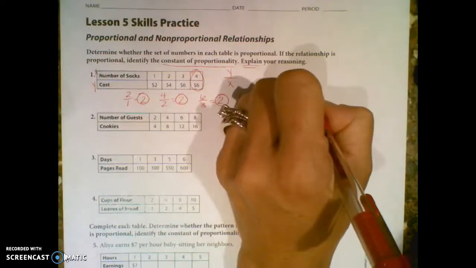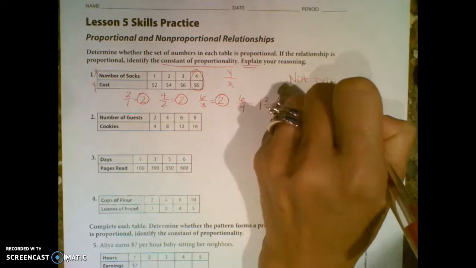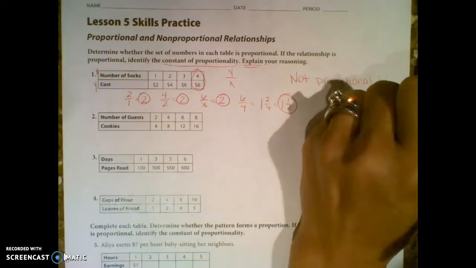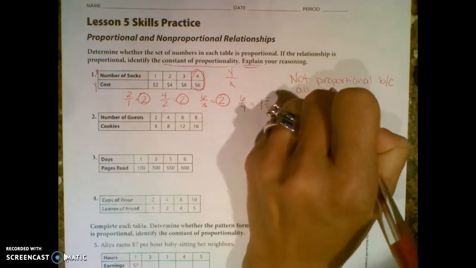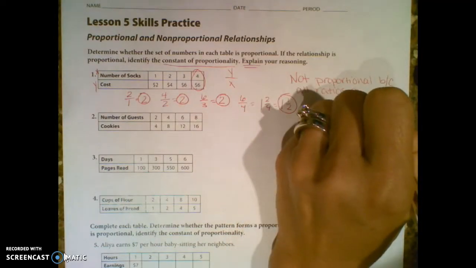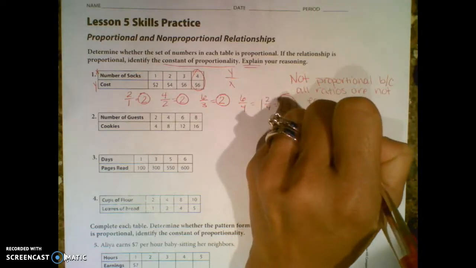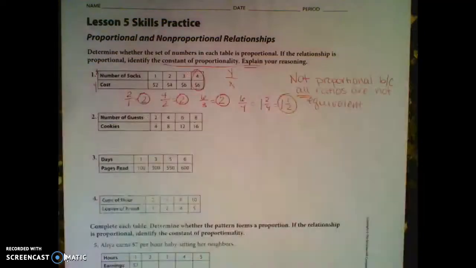Therefore, this is not proportional because all ratios are not equivalent. All ratios must be equivalent.